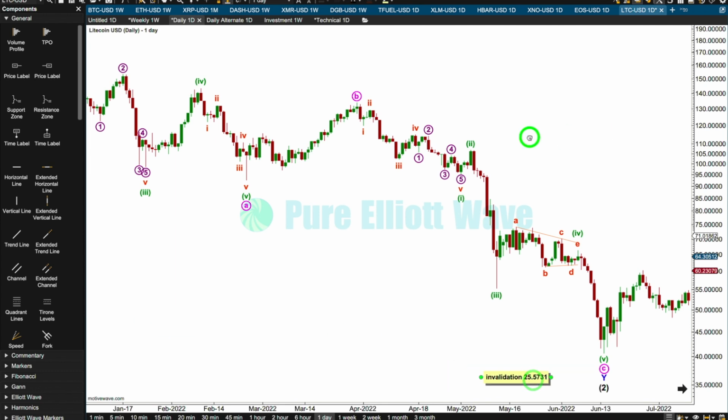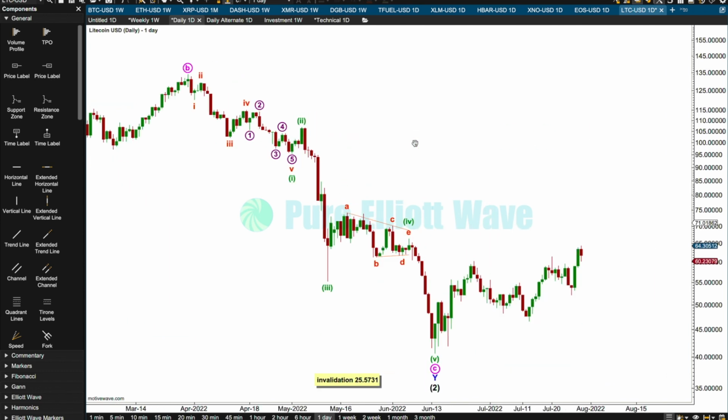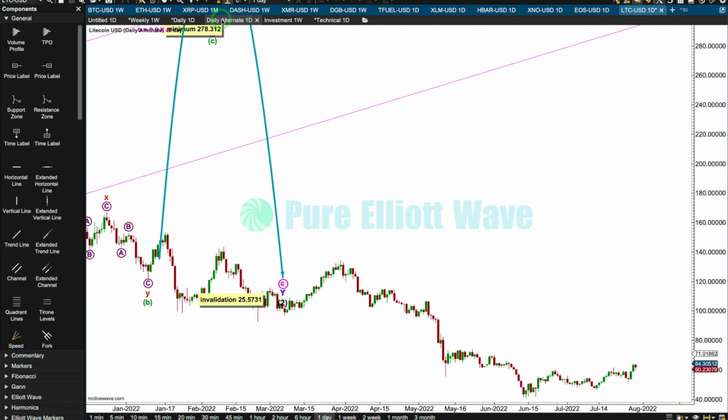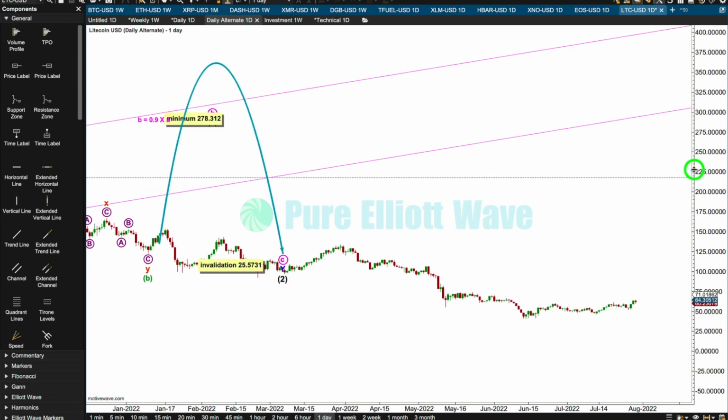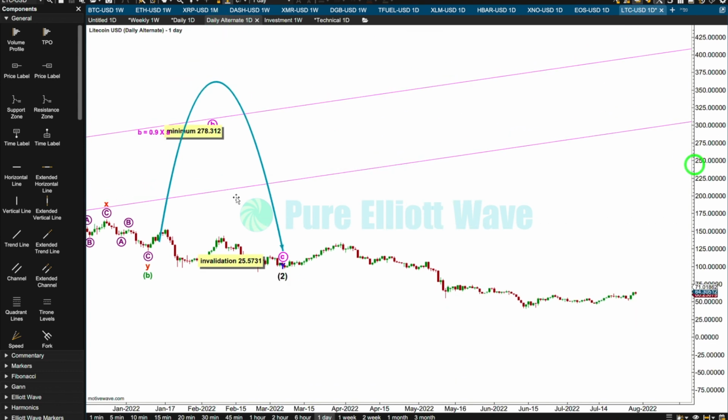Invalidation point the same. Now I want to see if there's strength in this upward movement, indicating some strength off lows. That's what we want to see to have some confidence in a sustainable low. I had an alternate. So my alternate expected upward movement for Litecoin, and I did this back in January this year. Yeah, a few months ago now.